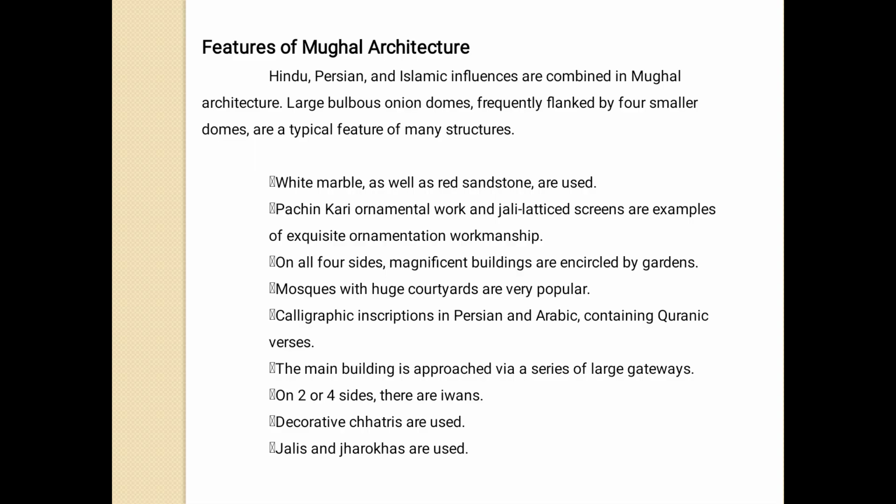On all four sides, magnificent buildings are encircled by gardens. Mosques with huge courtyards are very popular. Calligraphic inscriptions in Persian and Arabic contain Quranic verses. The main building is approached by a series of large gateways on two or four sides. Decorative chhatris, chhajjas and jharokhas are used.